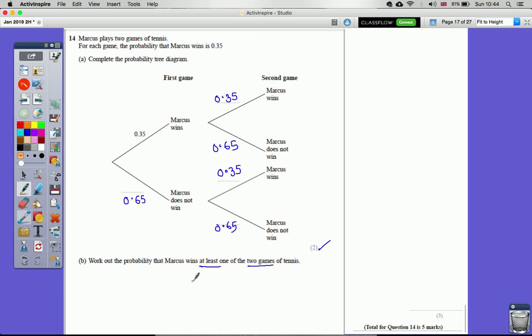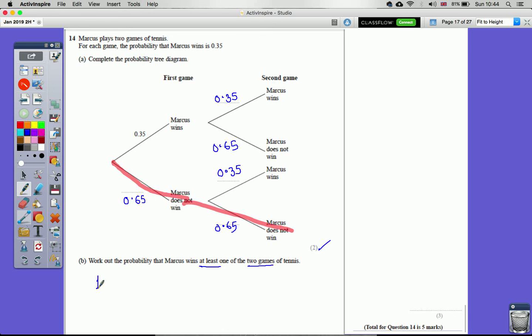So this means that he is winning one game and losing another, or he is losing one game and winning another, or he is winning both games, because it says at least one of the 2 games. The only situation I'm leaving out is this one: he is not winning and he is not winning. We know that all the probabilities of mutually exclusive events add up to 1. So I can do it in 2 ways.